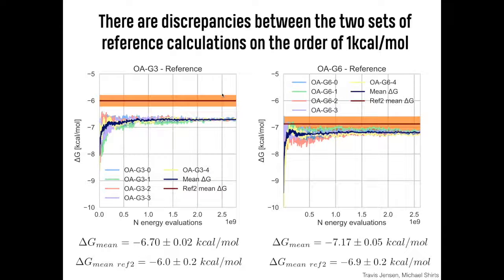So Travis Jensen and Michael Schurz are providing a second pair of reference calculations to confirm our own value. And this is when the first problem starts to pop up. We still have differences between the two. It might take a little bit more for this second pair of reference calculations to converge.